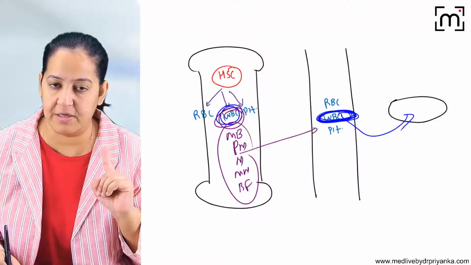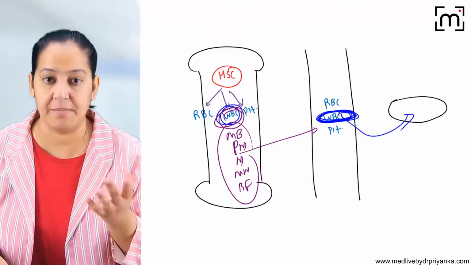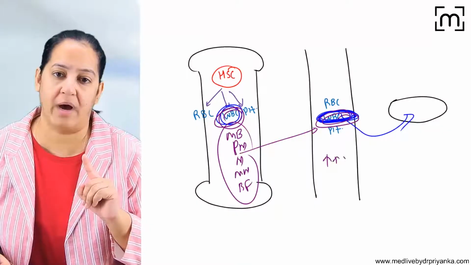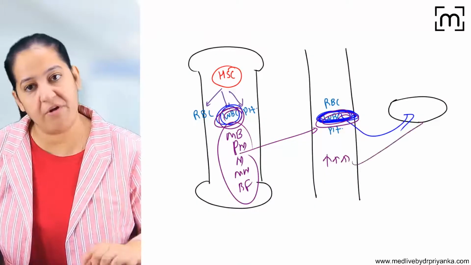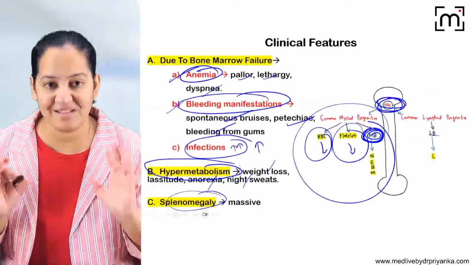They all shifted in the blood. That's why patients have features of hypermetabolism. After coming in the blood, their count in the blood is too high. They all are immature. Now they will be trapped in the spleen, so patients have splenomegaly. So please understand the reason.